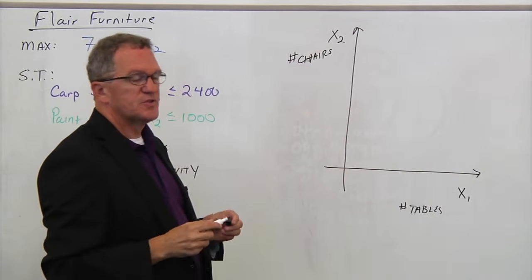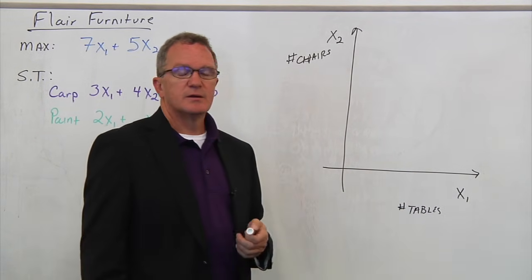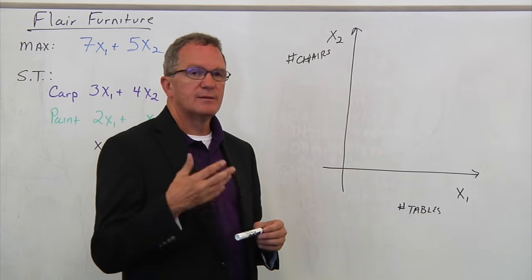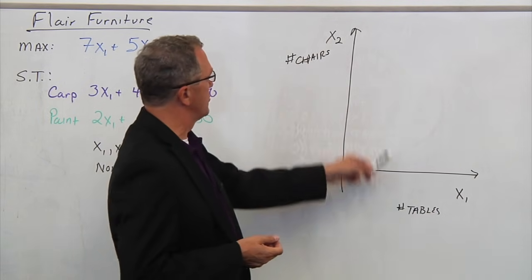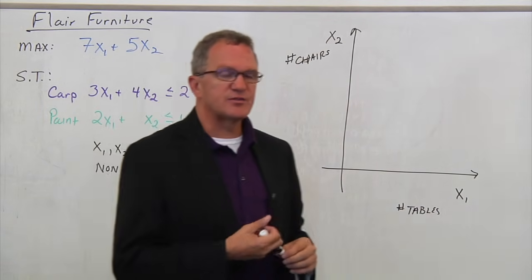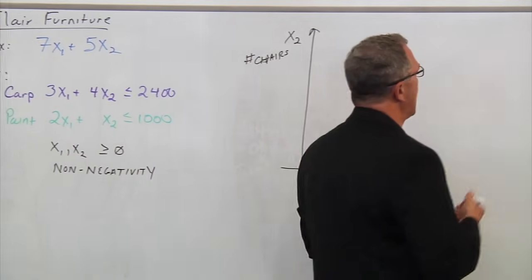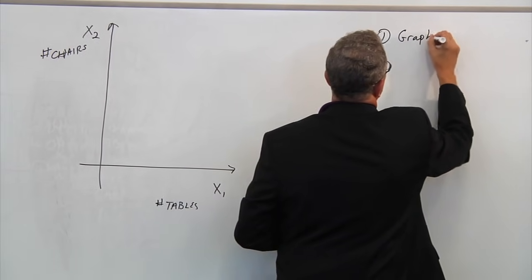Where do I lose you? Some of you get confused here because you're used to it being x and y. I'm trying to get you used to how we need to label things in a multiple variable system. So x1, horizontal axis, number of tables. x2, vertical axis, number of chairs. What we do then is we graph our constraints.